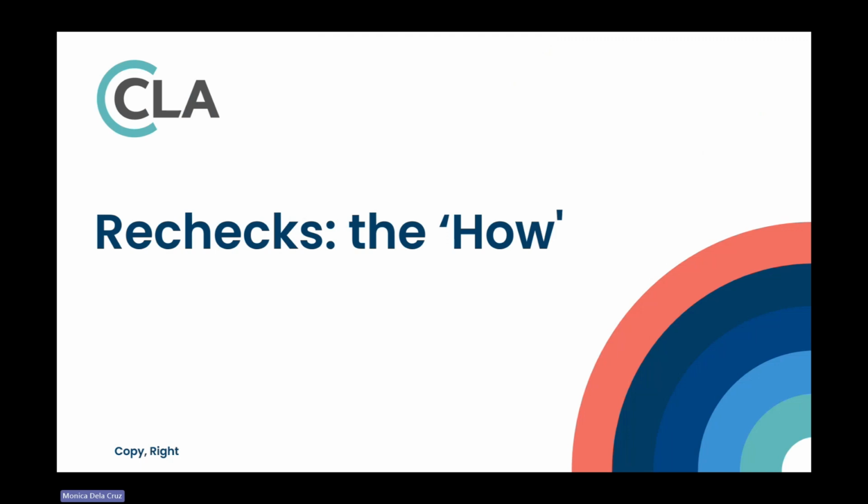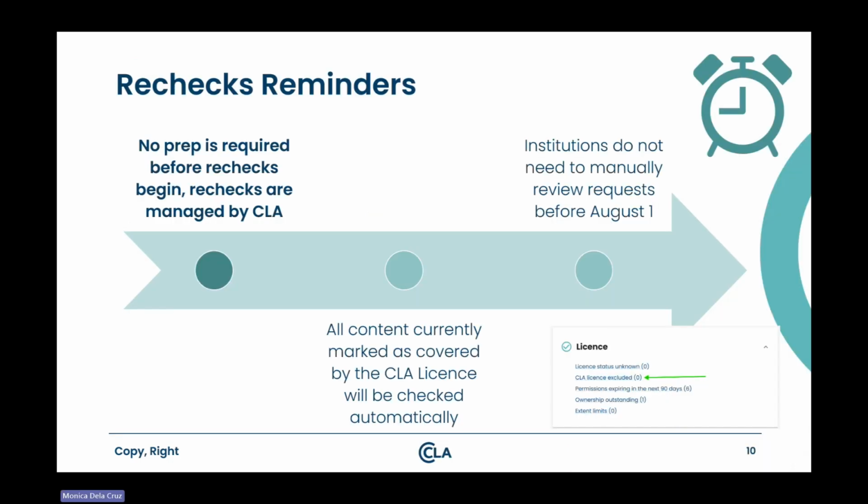Now we'll go over how we at CLA process these rechecks and what you as an HEI need to do. The good news is that there's nothing you need to do before they begin. This process is managed by CLA. But when rechecks start, any content currently marked as covered by the CLA license will be checked automatically, and this helps make sure everything remains accurate and up to date for the new academic year.